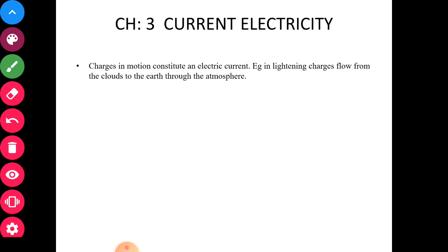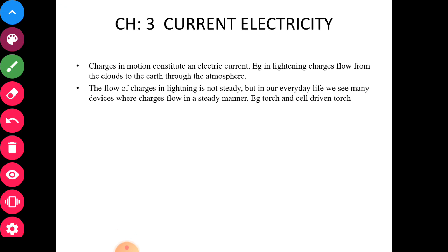Today we begin with the third chapter, that is current electricity. Whenever the charges are in motion, they constitute the electric current. We have an example that in lightning, charges are flowing from the clouds to the earth through the atmosphere.